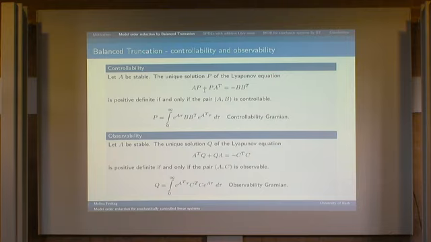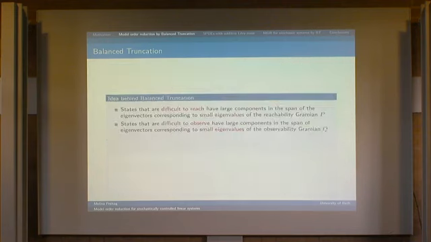Okay, so if you then have these P and Qs, this is what I said before, I want to compute them in such a way that any states that are difficult to reach are the same as the ones that are difficult to observe. So if you do a basis transformation such that the states that are difficult to reach and difficult to observe are the same, then you can use this for your model.